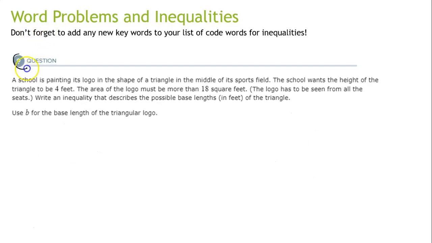You pause the video and try this one on your own. All right, welcome back. The school is painting its logo in the shape of a triangle in the middle of its sports field. So we've got the triangle here. The school wants the height of the triangle to be 4 feet. So there's the 4. The area of the logo must be more than, well, more than means greater than, 18 square feet.